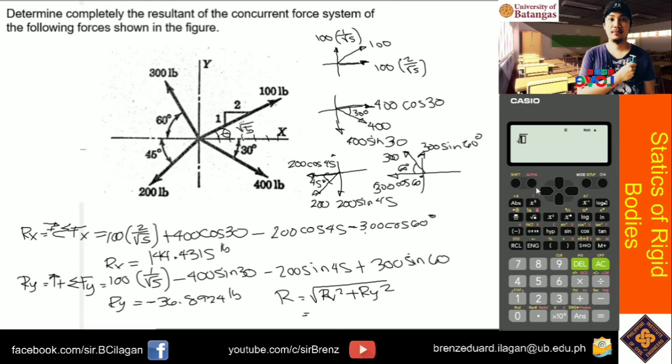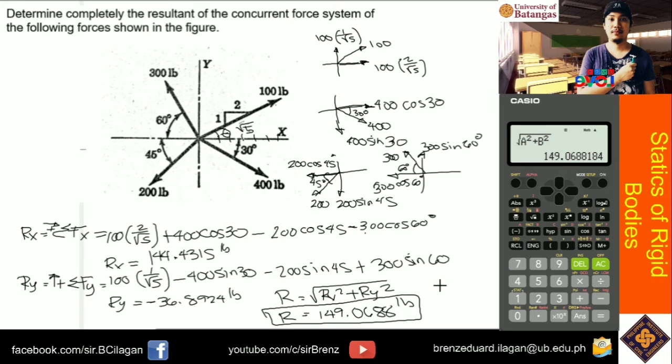So, didn't we store the x? So, r a squared plus b squared. So, the answer is 149.0688 pound. So this is your answer. Box it. Box your final answer.